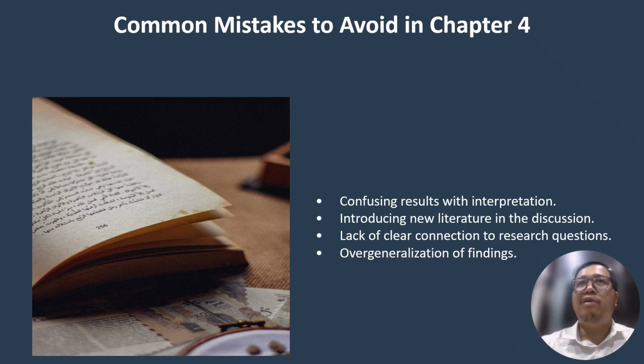Be mindful of common pitfalls in this chapter. A frequent mistake is to blend results and interpretation too much. Present the findings first, then discuss their meaning. Avoid introducing new literature here that belongs in Chapter 2. Ensure there's a clear and direct link between your findings and your initial research questions. Finally, be cautious about overgeneralizing your findings. Always ground your conclusions in your data and the scope of your study.